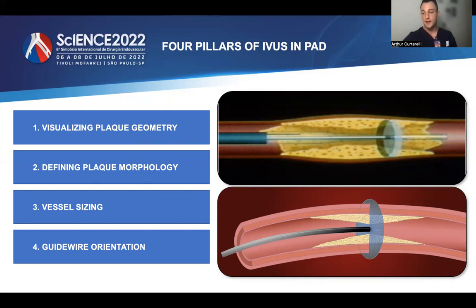So strategies for evaluating the arterial target, to ensure true lumen position, assess plaque morphology, and obtain precise vessel diameter using IVUS, have been extrapolated from the results seen in the coronary circulation, and there is very promising data regarding these benefits in the setting of PAD. Because of that, recently, 4 pillars of IVUS in PAD have been presented. Take a look at these 4 pillars. The first is visualizing the plaque geometry. The second is defining plaque morphology. The third, vessel sizing. And the fourth, guidewire orientation.